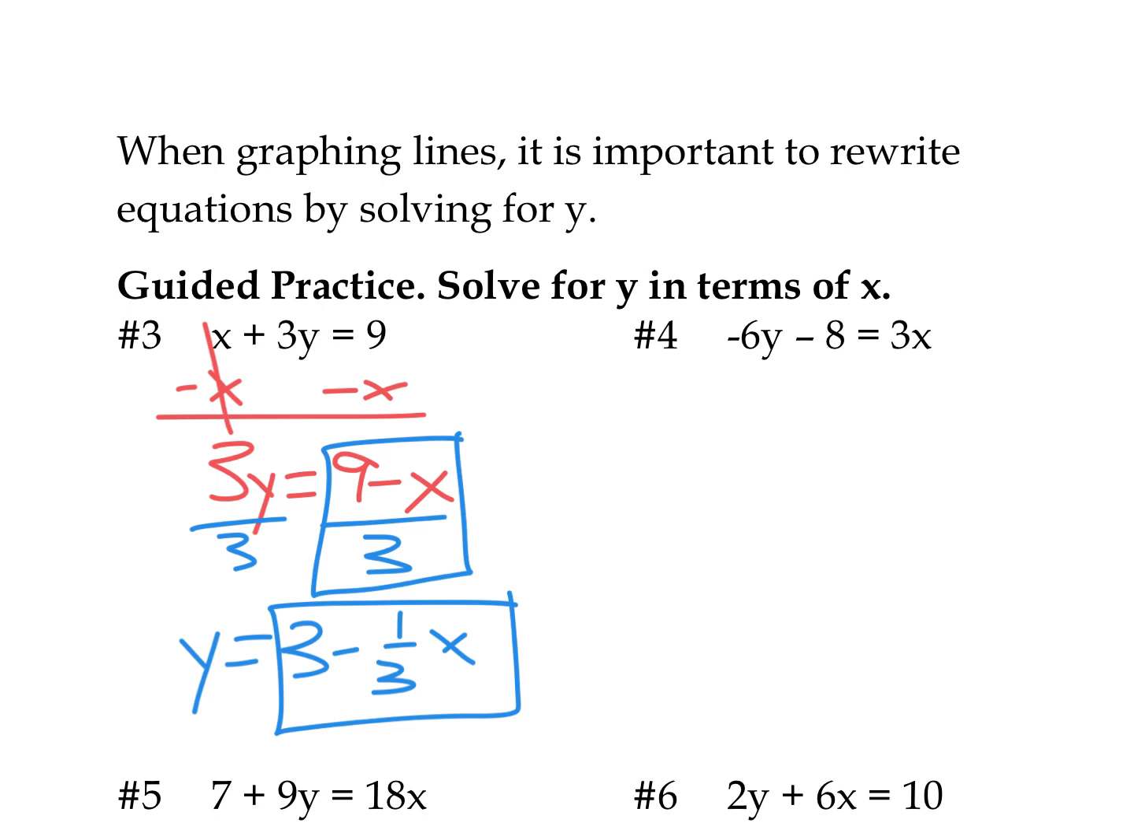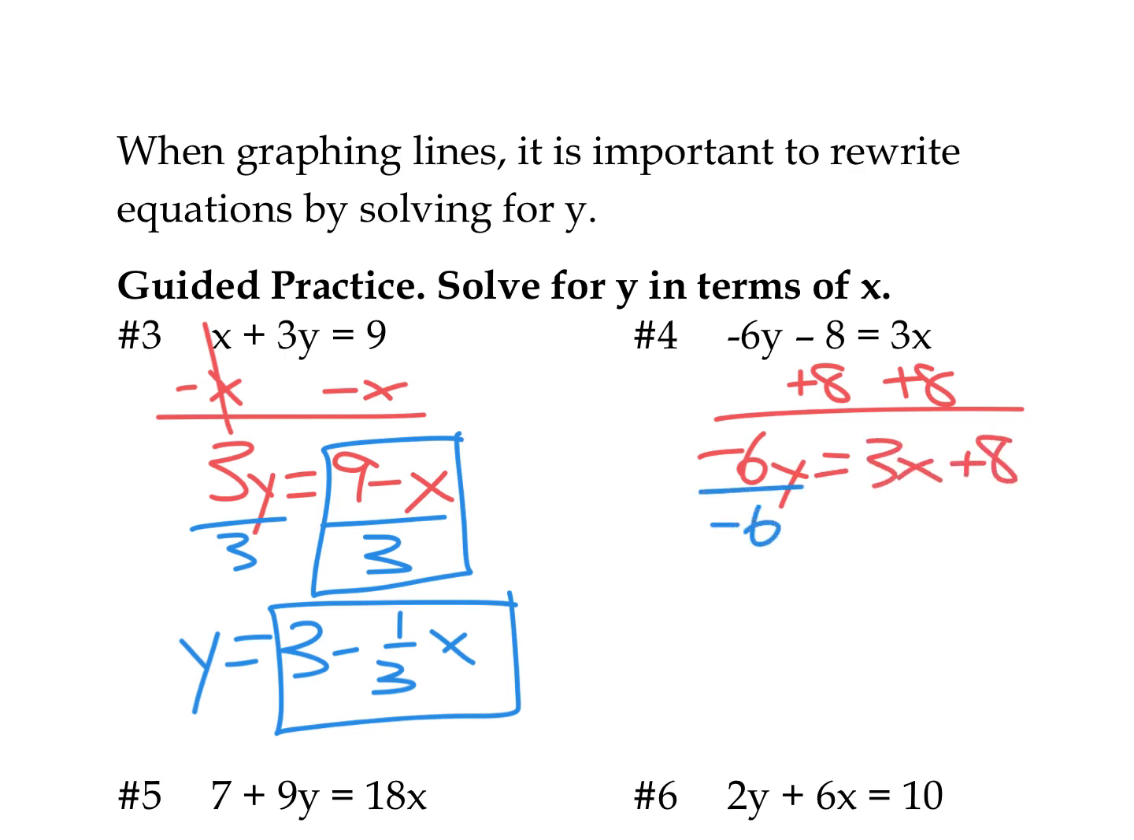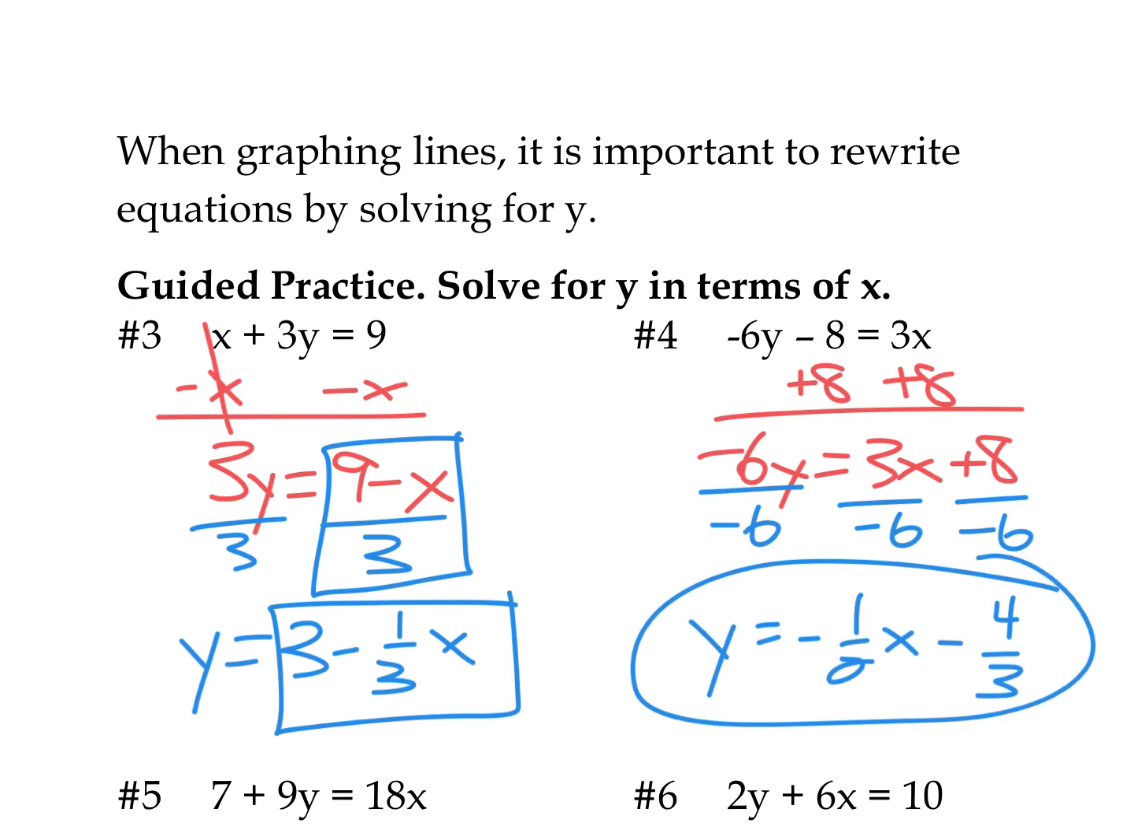So now we're going to look at our next example, and we want to get the y by itself. So negative 6y minus 8, again, we want to cancel out addition or subtraction first, so we're going to add 8. I have negative 6y equals 3x plus 8. And now when I divide by negative 6 on both sides, pay attention to the sign. I'm dividing by negative 6. I get y equals 3 over 6 would be 1/2, so negative 1/2 x. And then minus, because 8 divided by negative 6 is going to come out negative, 4 over 3. I can just simplify that. So I get y equals negative 1/2 x minus 4 over 3.